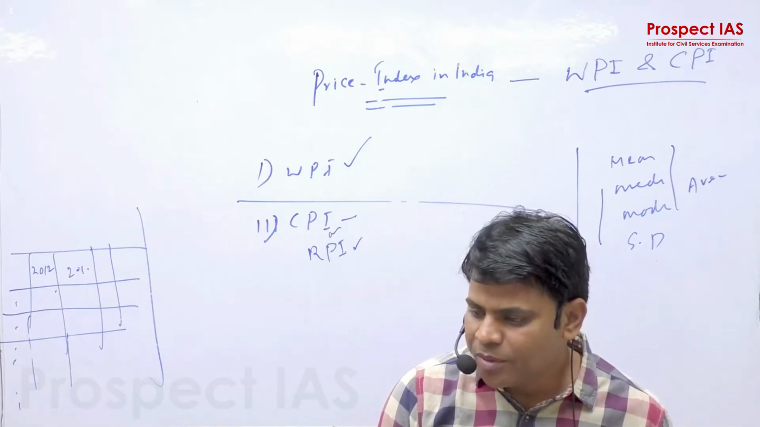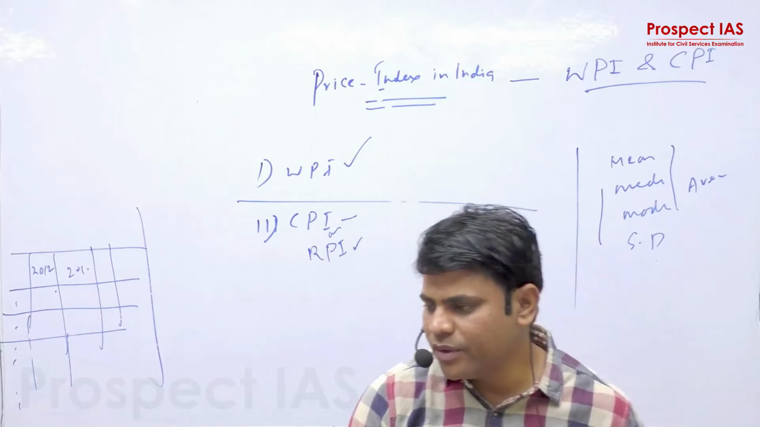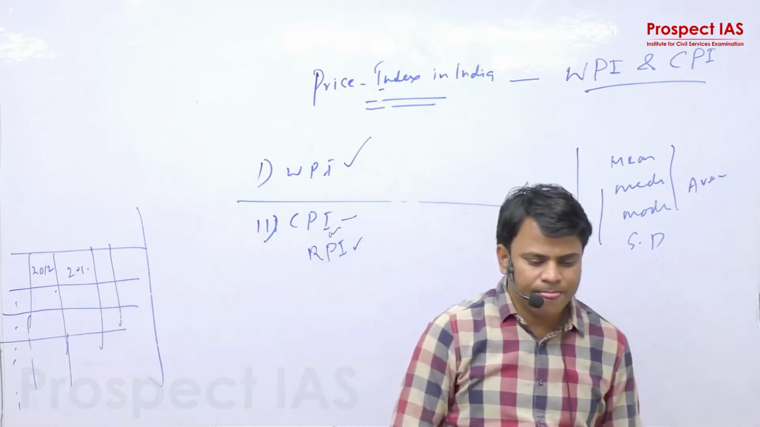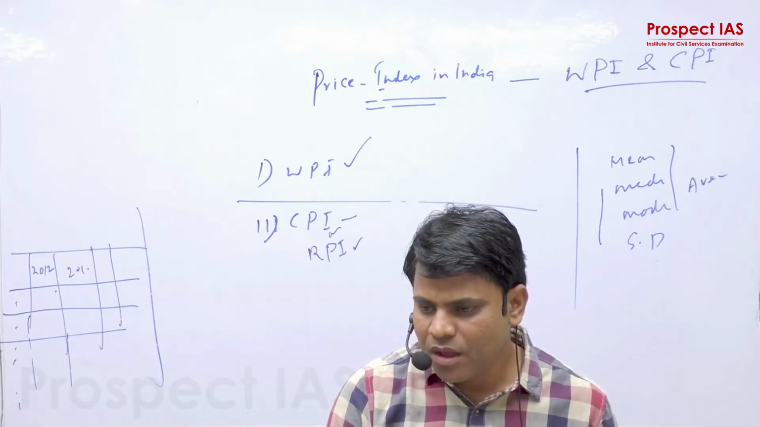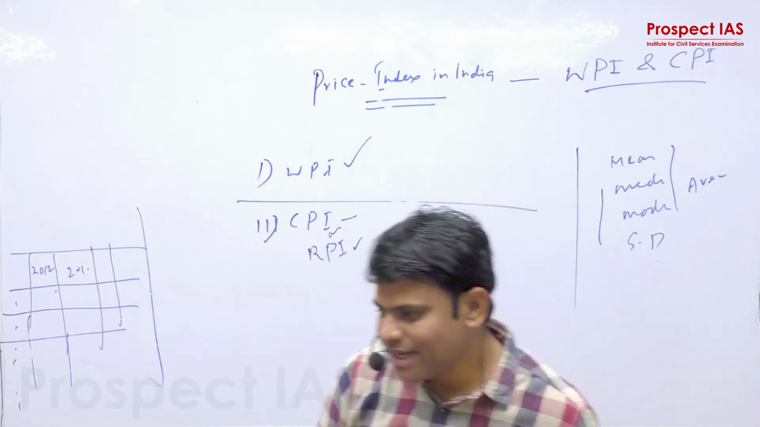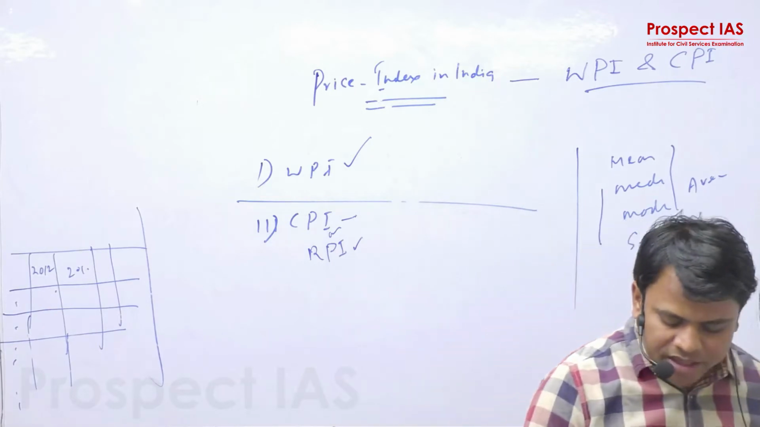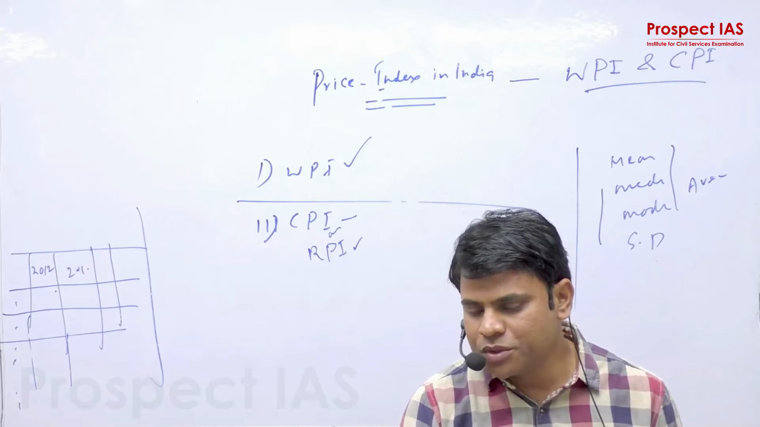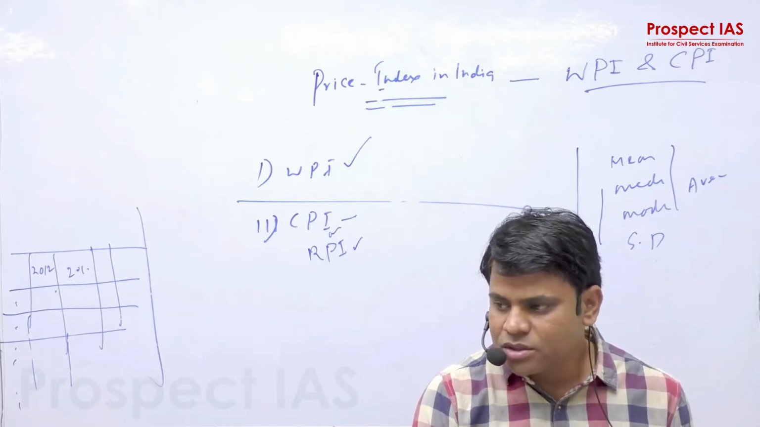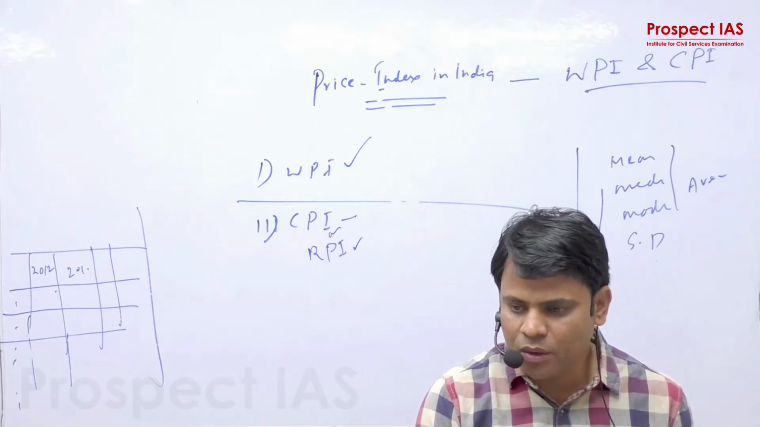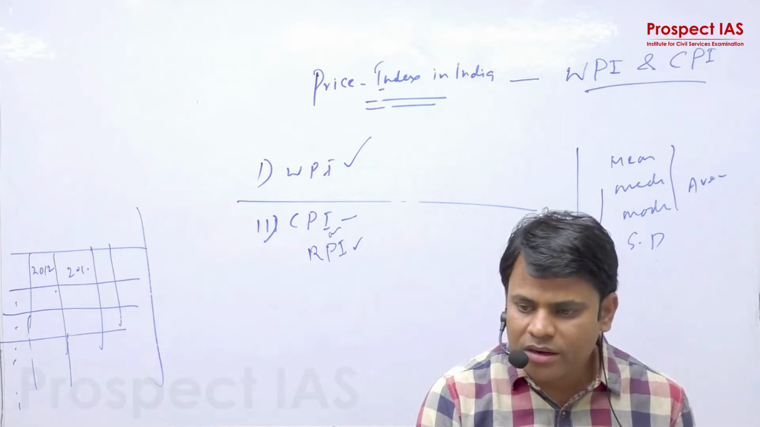लिखिए WPI. WPI, wholesale price index. It's an index in which only the prices of those goods and services are recorded which are bought and sold in wholesale market.